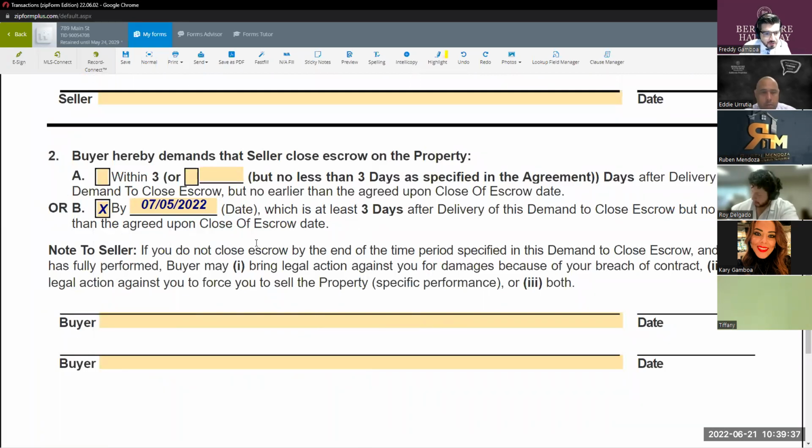Now, note to seller, if you do not close escrow by the time period specified in demand to close escrow, and buyer has fully performed, buyer may bring legal actions against you for damages because of breach of contract, right? Bring legal actions against you to force the sale of the property, specific performance, or both, right? So in case now, what will be the reasons or some reasons why a seller cannot close escrow? Can anybody open their mic or put in the chat box what the reasons are why a seller may not be able to perform to close escrow?